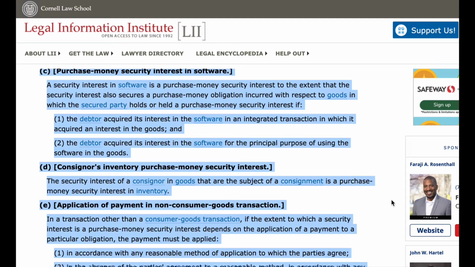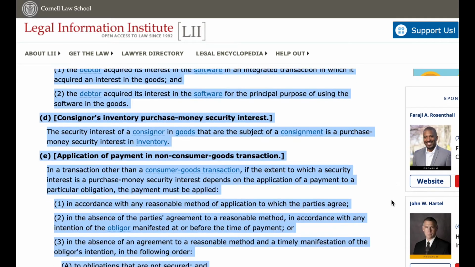D. Consignor's inventory purchase money security interest. The security interest of a consignor in goods that are the subject of a consignment is a purchase money security interest in inventory.